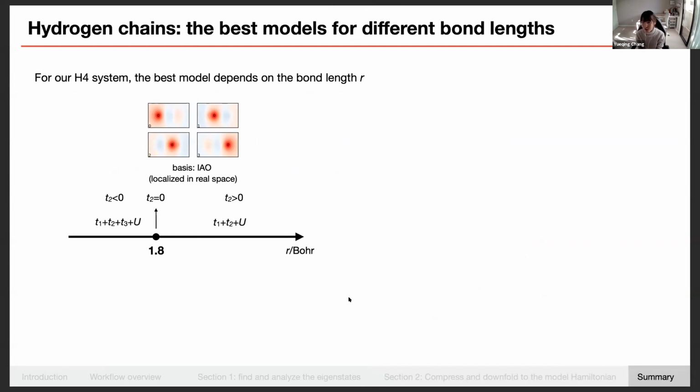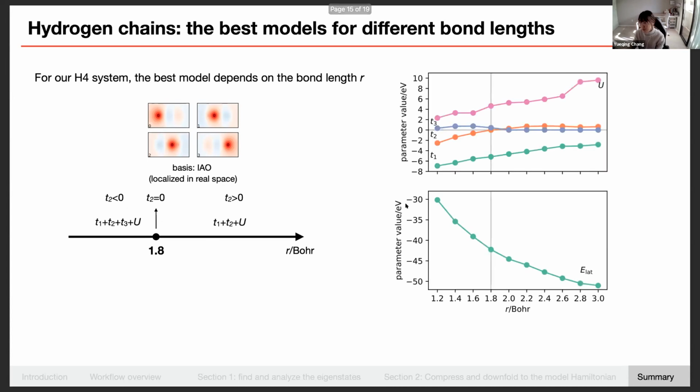For our hydrogen chain 4 system, the best model actually depends on the bond length R. In our study, we find that for all R greater than 1.2, we can always downfold to a sparse Hamiltonian using a localized basis, which is a rotation of the first 4 molecular orbitals. The best model is different for different Rs. On the right-hand side, I have summarized the change of these parameter values versus the bond length. Here we can see that the on-site repulsion U increases with the bond length R, and T1 decreases in absolute value with the bond length R, which is reasonable.